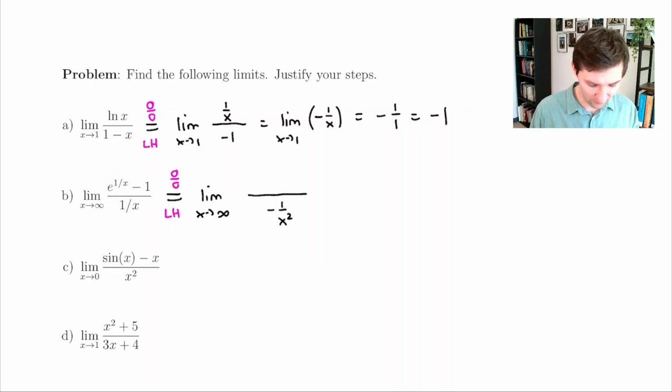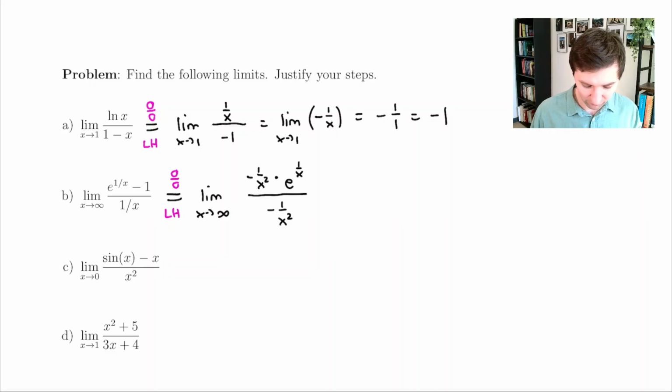In the numerator, I have the chain rule here. The derivative of 1 over x is negative 1 over x squared. I multiply it by the derivative of the outside function with the inside function plugged in. So I multiply it by e to the power 1 over x. The derivative of negative 1 is 0. I don't write it down.